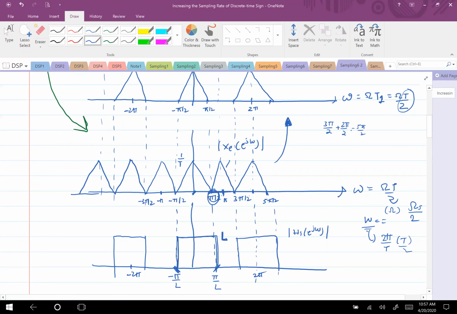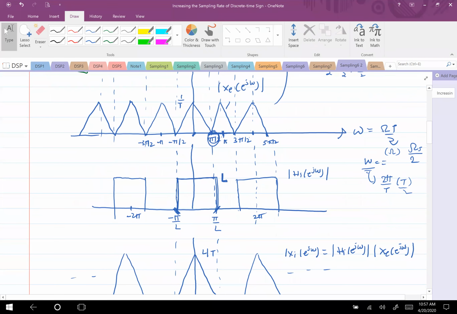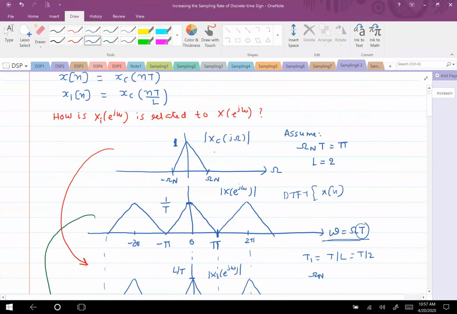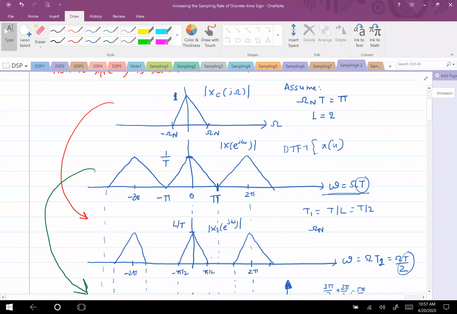Well, or maybe the easier way to look at it is this. You have already seen that this interpolation would be essentially equivalent to doing a low pass filtering. Another way of looking at it is that we have seen it graphically. At T, if it is going to pi, at T by 2 you should have a copy from minus pi by 2 to plus pi by 2. That's what you should be having.